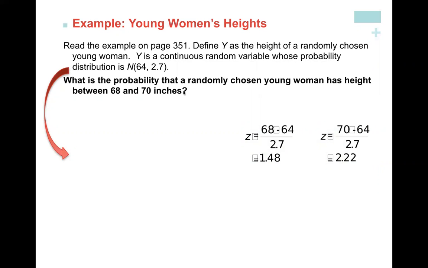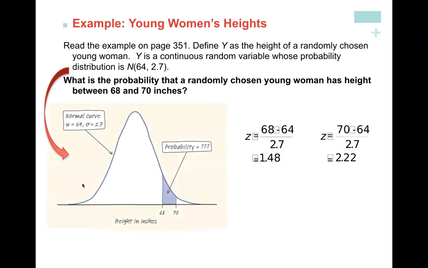So our question of interest is, what's the probability that a randomly chosen young woman has a height between 68 and 70 inches? Okay, there's your interval. 68 is your lower bound, 70 is your upper bound. Those of you that are really focused on calculator procedures, you're already thinking normal CDF. Here's my lower bound, here's my upper bound, here's my mu, here's my sigma, right? And you're correct, okay?